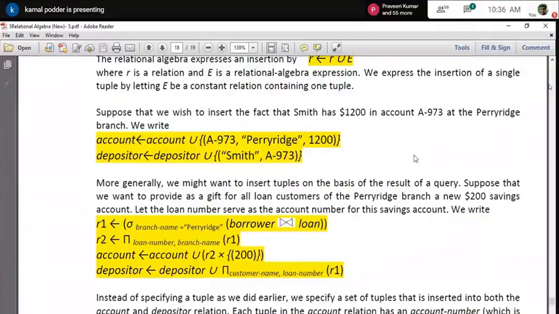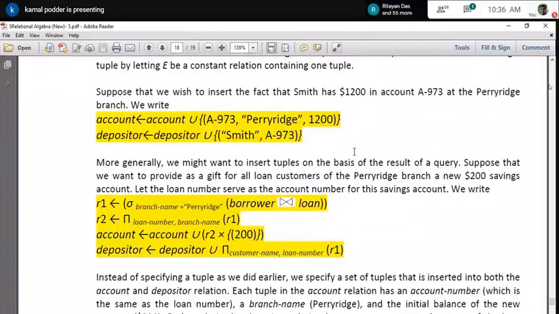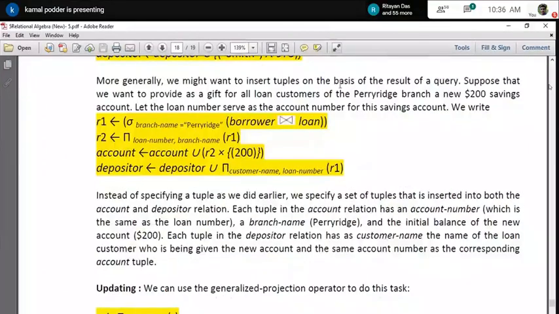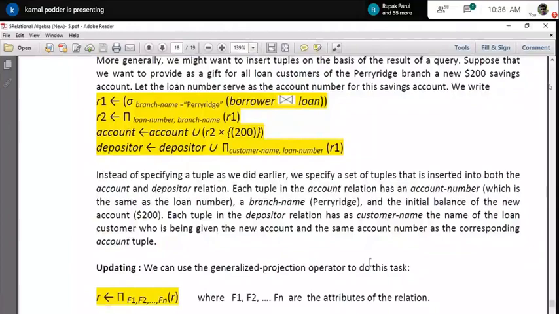It is not violating that constraint. If it is so, then if I just do the union, that means it is as good as adding that particular record. Similarly, for depositor, I have done this, and here I have given another example, slightly more complicated. If you just go through it, I hope you will be able to understand.